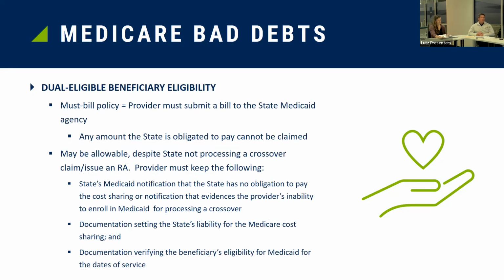So the dual eligibles, again, you must bill. This is the second category. So you have Medicare, Medicaid eligible. So you have to bill Medicaid is what Medicare is saying. And any amount that the state is obligated to pay cannot be claimed. So essentially they want you to bill, they want to get a remittance advice from the state, and they want you to keep that in your file, so on and so forth. So the documentation efforts are somewhat onerous to providers. But again, this is the most recent guidance from CMS that they are wanting to implement.